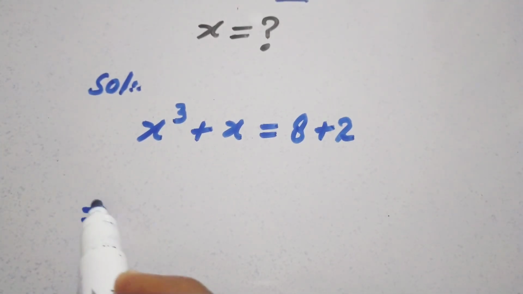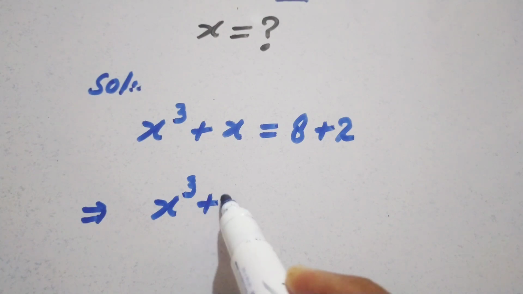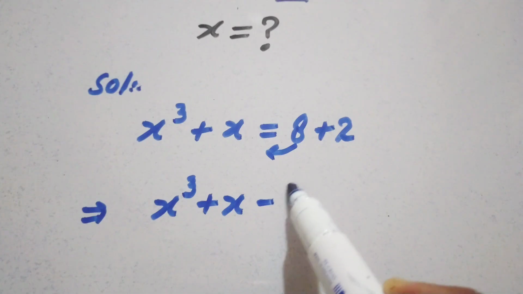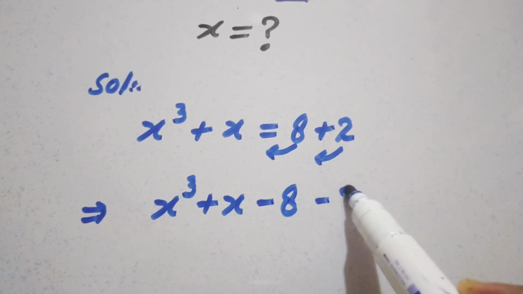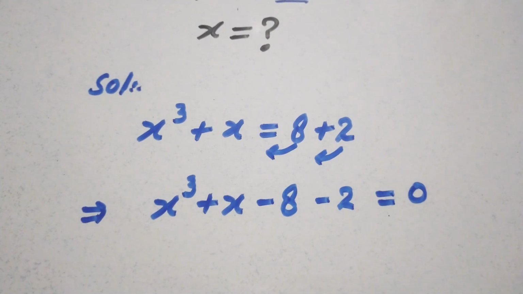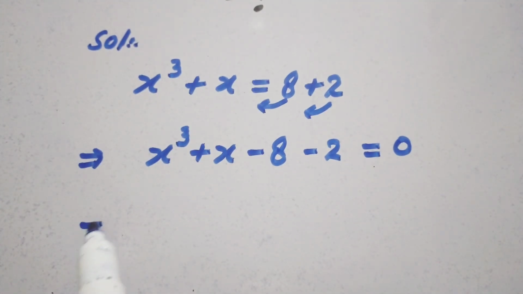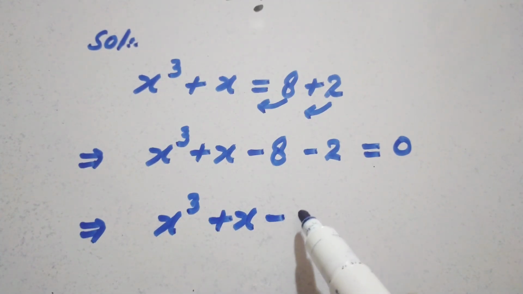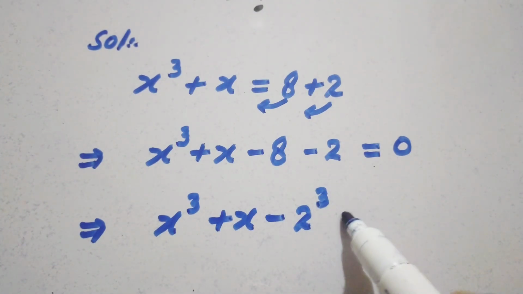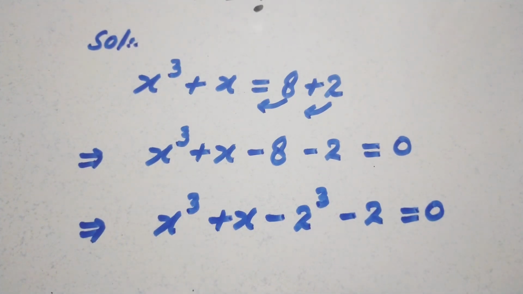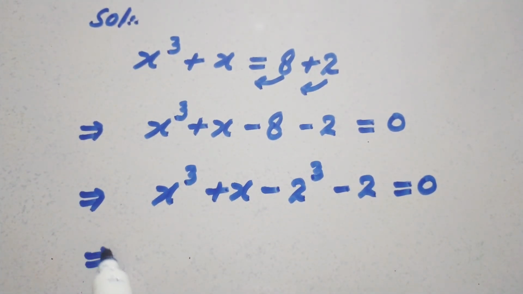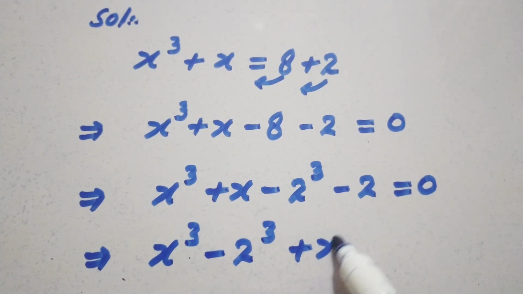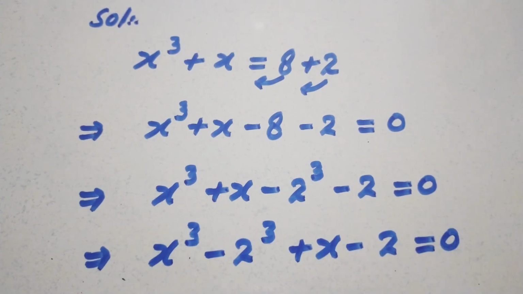Now, x cubed plus x, move this 8 and 2 from the right hand side to the left hand side. This will become negative 8 and this will become negative 2, is equal to 0. Now x cubed plus x minus 8, we can write this as 2 cubed minus 2, is equal to 0. Now rearranging: x cubed minus 2 cubed plus x minus 2 is equal to 0.